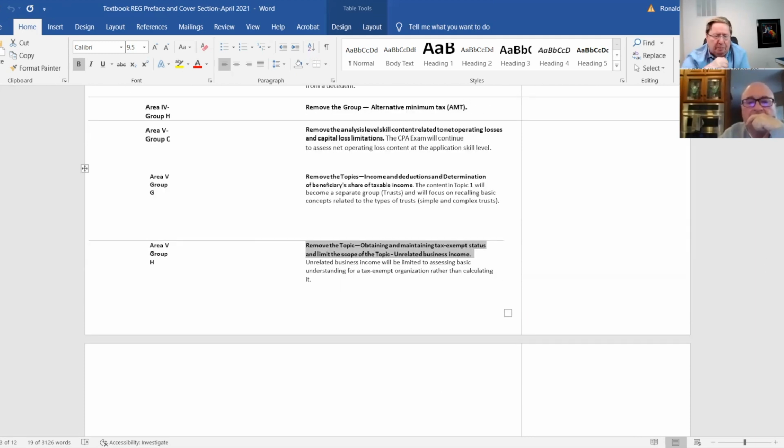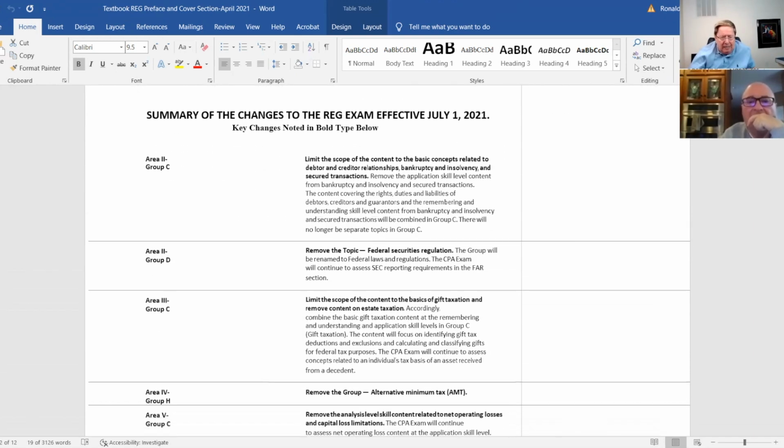So please remember this. Make sure you look at these changes. And we give you the summary changes to the REG exam. We gave it to the FAR exam.